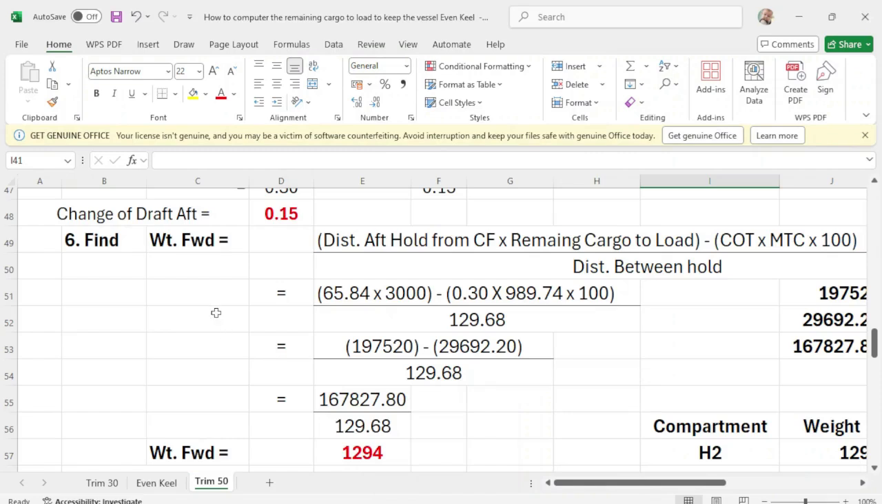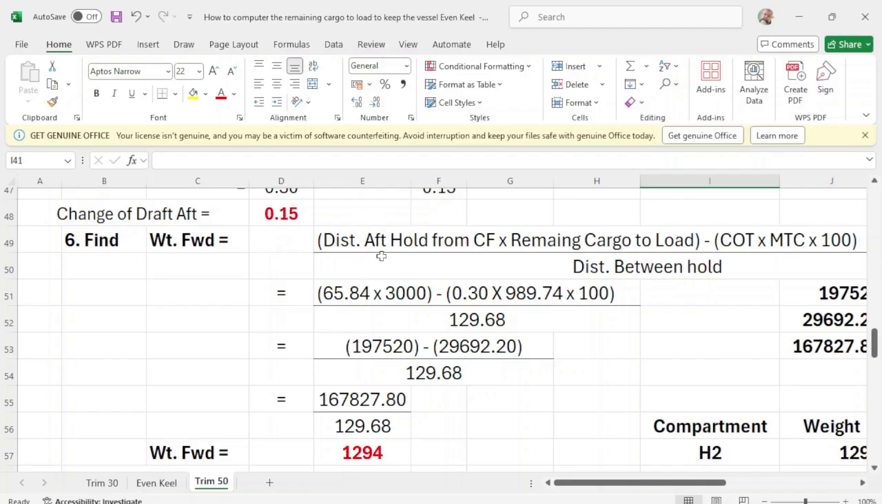To find weight forward, the formula is distance of hold from center of flotation times remaining cargo to load, minus your change of trim times MTC times 100, over distance between holds. So we just transpose, guys.